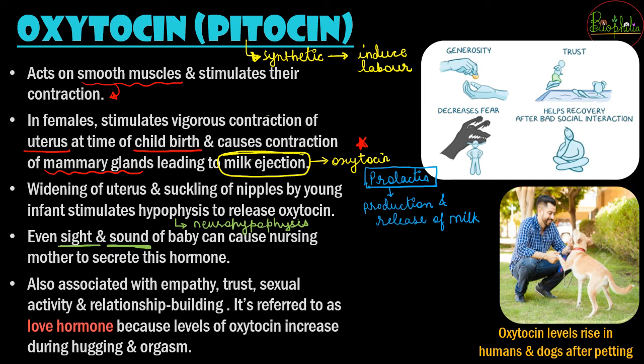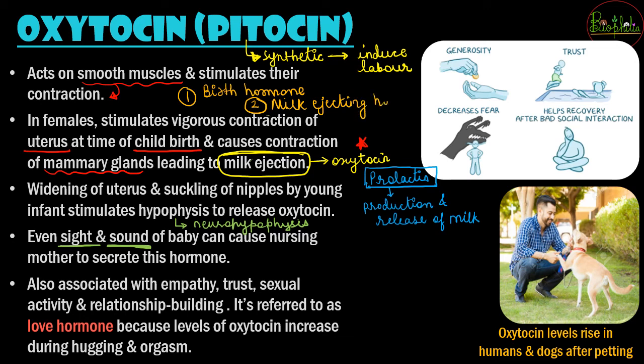So because of the milk ejection, or because of the childbirth to which the oxytocin is helping out, it is going to have two more names. Oxytocin, you also call pitocin, the synthetic version, but oxytocin is also going to have a few more names. The one name is called birth hormone because it is helping in childbirth. The second name is the milk ejecting hormone because the function is going to be that way, so it is also called by that name.